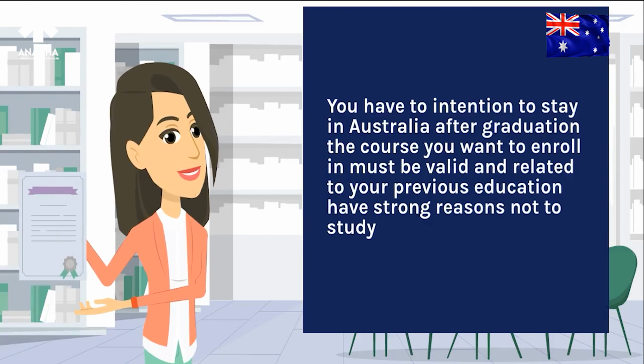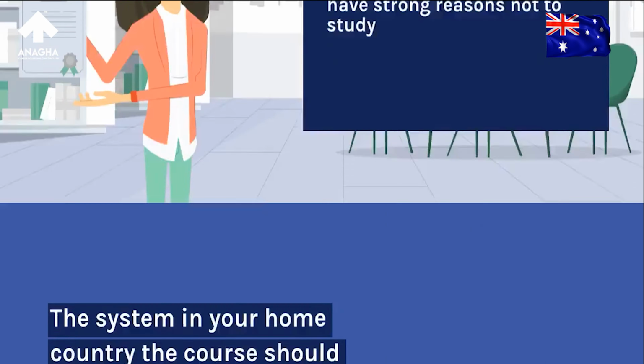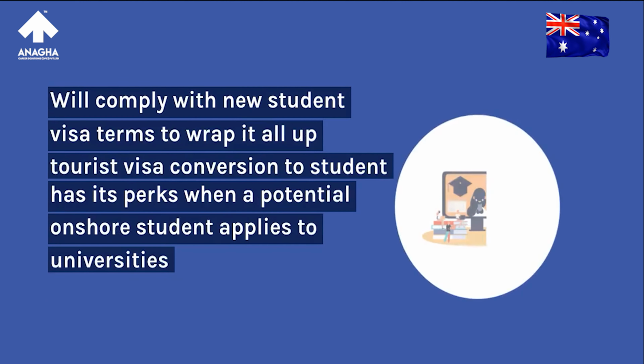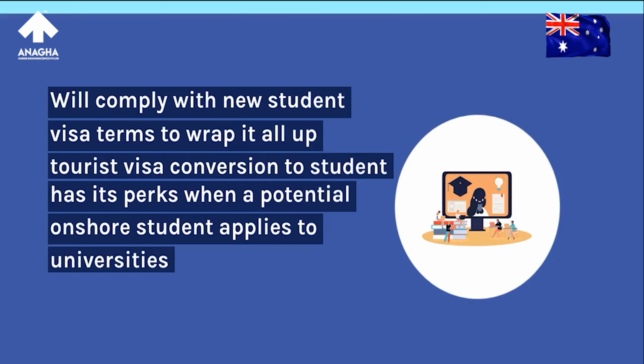Being an offshore individual or a potential international student, you need to have met multiple criteria rather than the basic ones we mentioned. You need to make sure that you don't get rejected while applying for visa conversion. Number one, conditions on your visa: have strong reasons to go back to your home country. You have no intention to stay in Australia after graduation. The course you want to enroll in must be valid and related to your previous education.